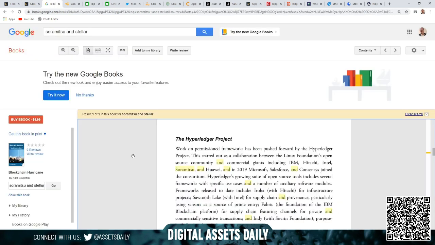Which brings me to another topic. The Hyperledger project. Work on permissioned frameworks has been pushed forward by the Hyperledger project, and this started out as a collaboration between the Linux Foundation's open source community and commercial giants including IBM, Hitachi, Intel, Soramitsu, and Huawei. And in 2019, Microsoft, Salesforce, and ConsenSys joined the consortium. So right there you have it. Soramitsu connecting back to IBM and the Hyperledger project.